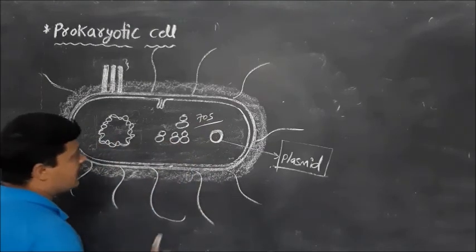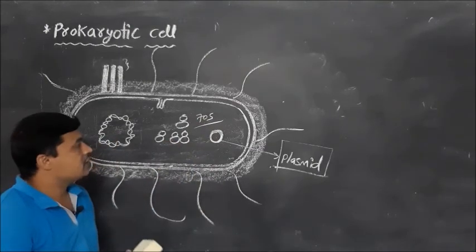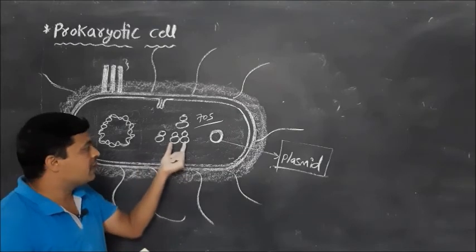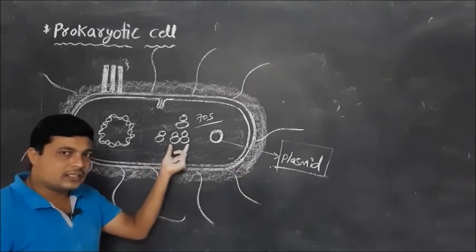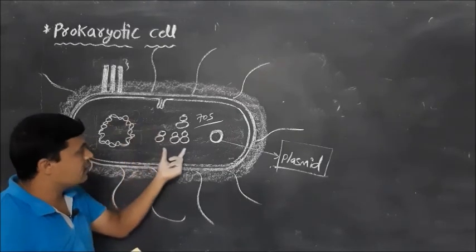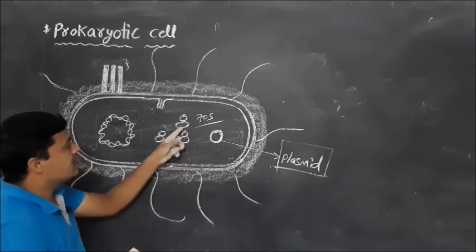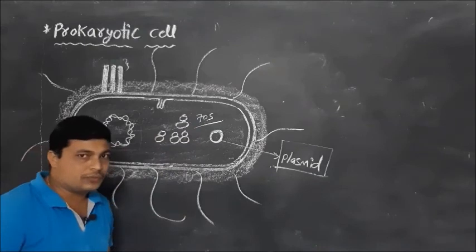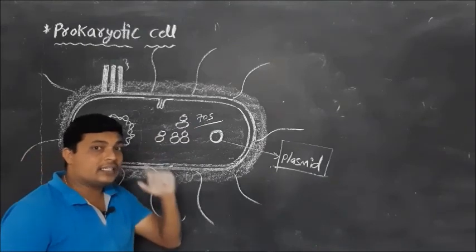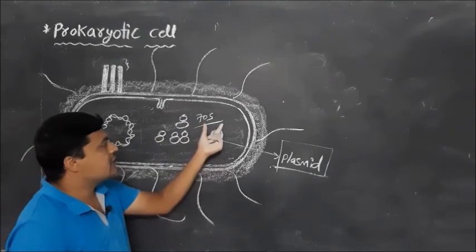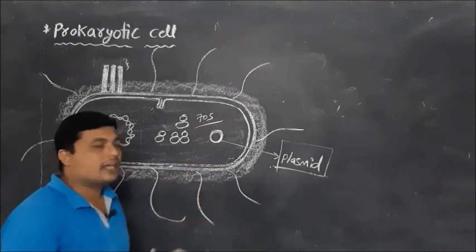In prokaryotic cell and eukaryotic cell, which one is the unique feature? Presence of ribosomes. Prokaryotic cell contains ribosomes, eukaryotic cell contains ribosomes. But prokaryotic cell contains the 70S type of ribosomes, eukaryotic cell contains the 80S type of ribosomes. So 70S type of ribosomes means prokaryotic ribosomes.